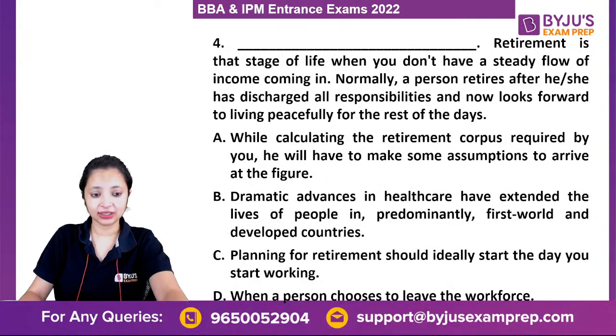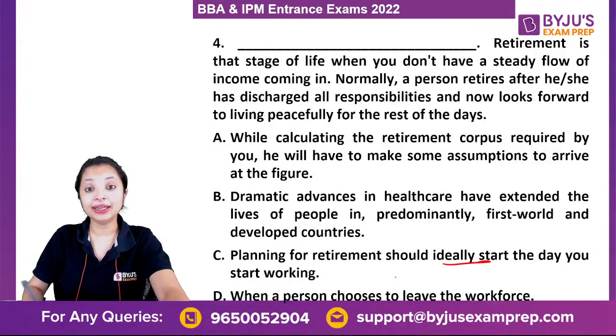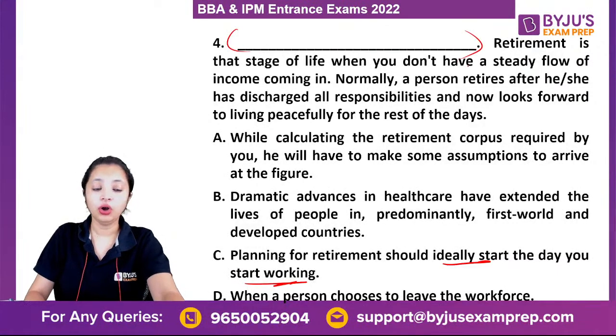Others say C. Do you need explanation for any of the other options? It goes really well with the remaining paragraph because retirement is going to happen at a life stage when you don't have steady flow of income. Thus, you need to start planning for it ideally the day you start working. So, C goes really, really well.